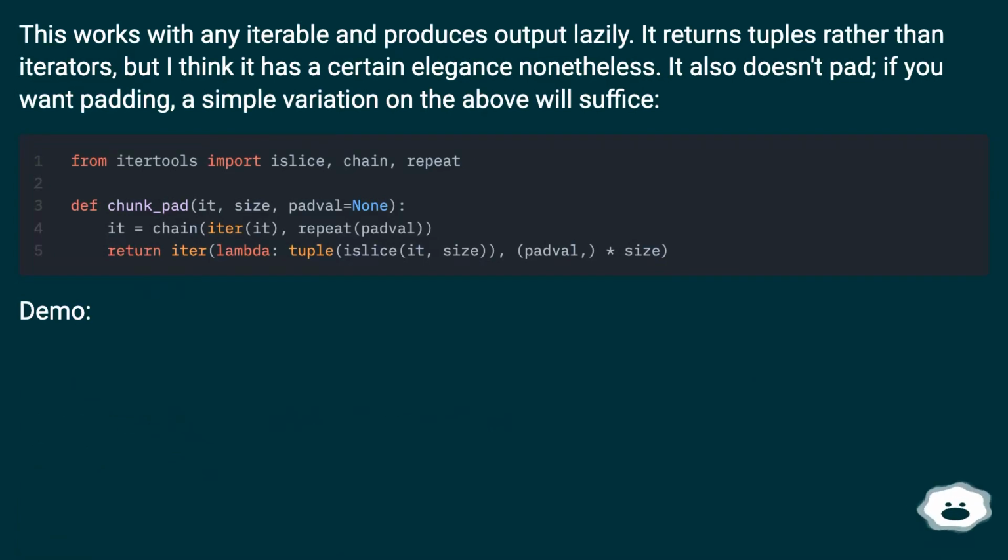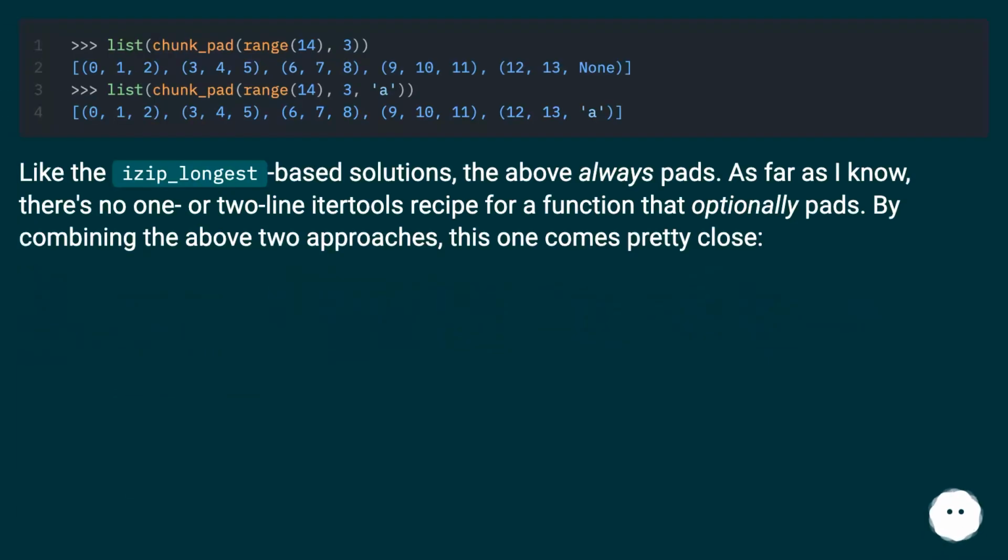It also doesn't pad. If you want padding, a simple variation on the above will suffice. Demo. Like the izip_longest based solutions, the above always pads. As far as I know, there's no one or two line itertools recipe for a function that optionally pads. By combining the above two approaches, this one comes pretty close.